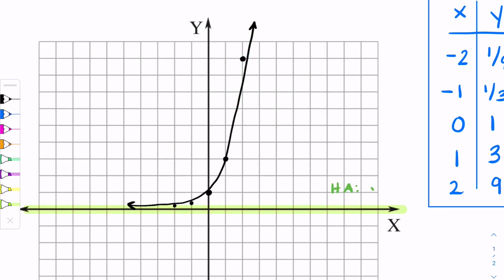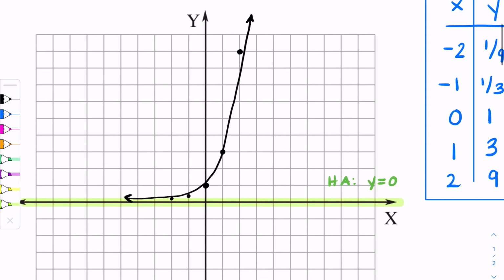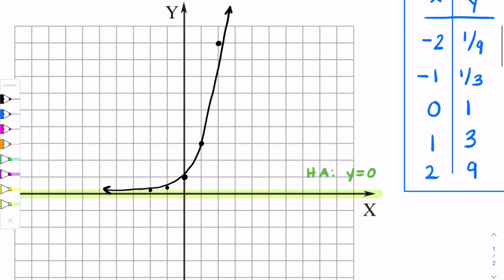This line shifts up or down with the graph. So if you are shifting the graph up, that line will move with it. If you're shifting the graph down, it will move down with it. But that's where it is.